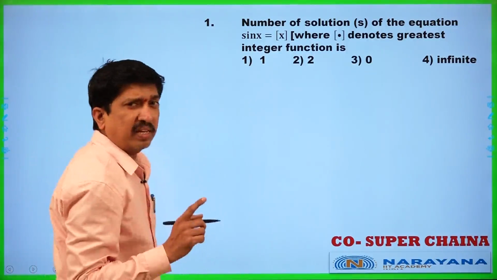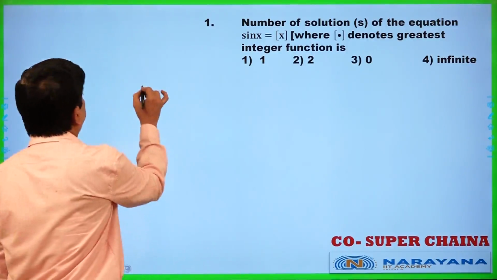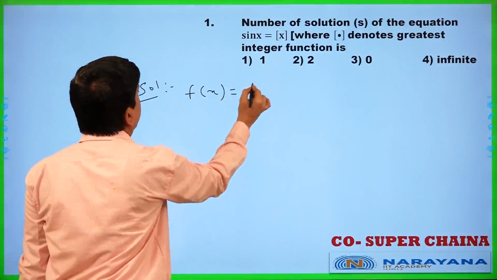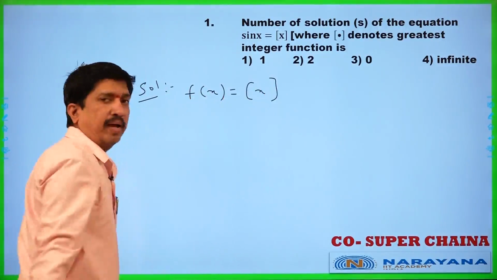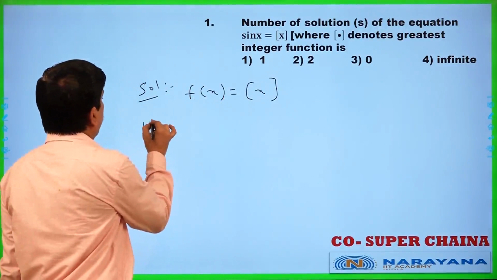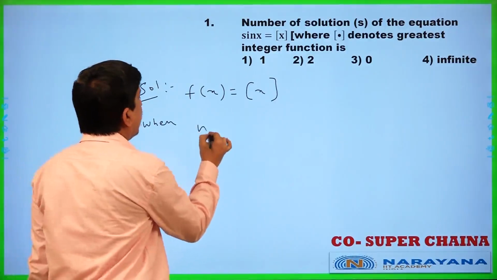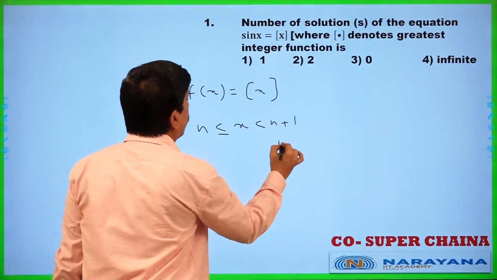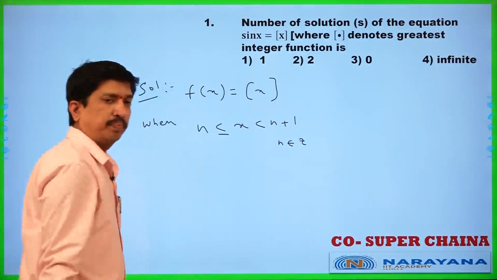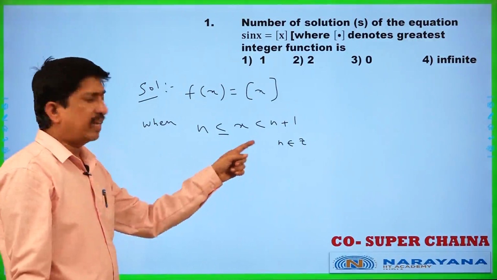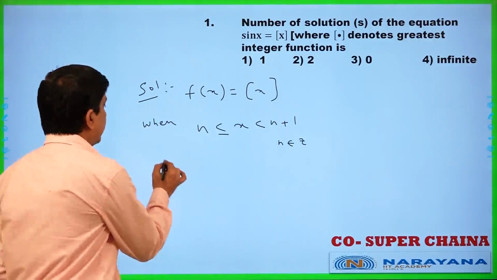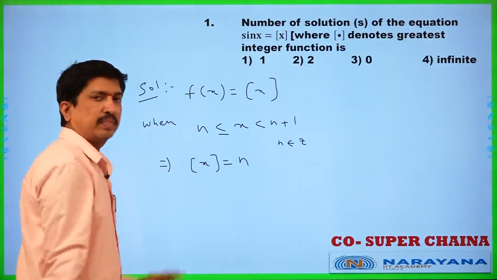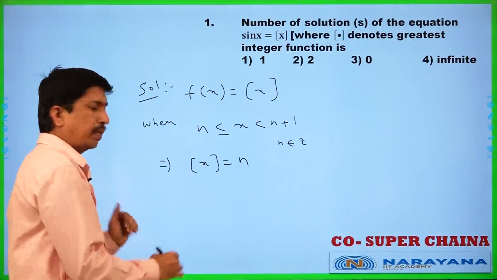Let us discuss the definition of [x]. Now f(x) equal to [x]. I define this as: when n less than or equal to x less than n plus 1, where n belongs to Z, then the value of [x] is n only. This is the definition. Now I will give some examples.